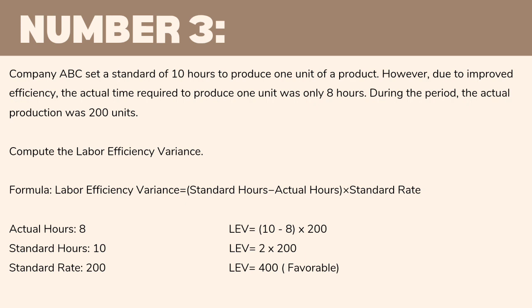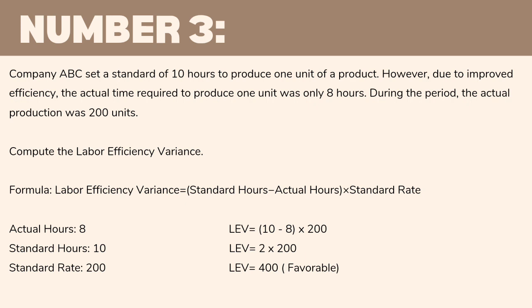Company ABC set a standard of 10 hours to produce 1 unit of a product. However, due to improved efficiency, the actual time required to produce 1 unit was only 8 hours. During the period, the actual production was 200 units. For this problem, we are going to compute the labor efficiency variance.